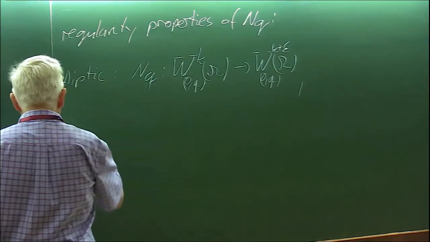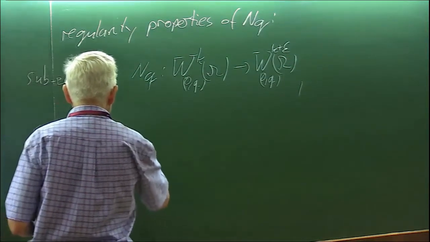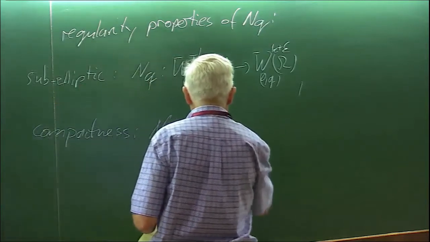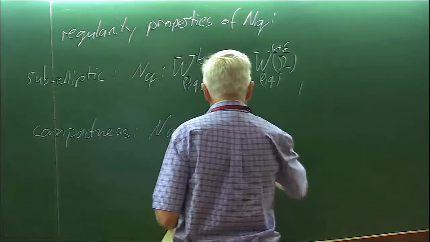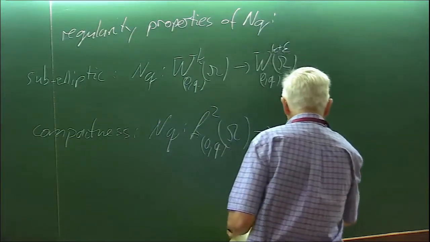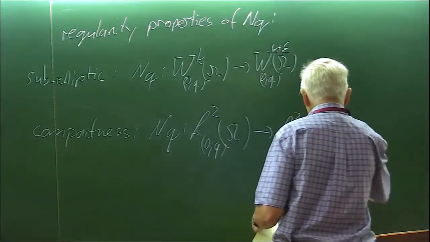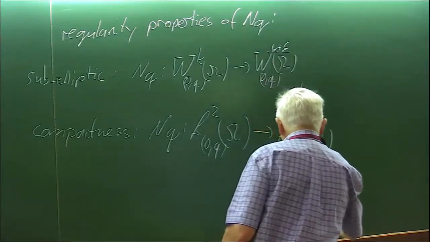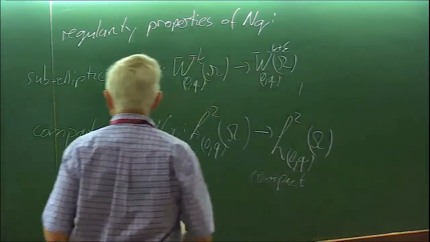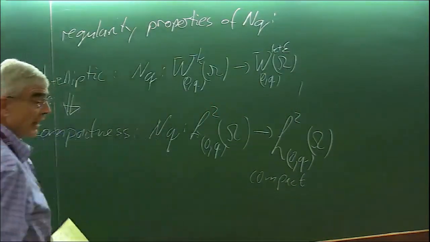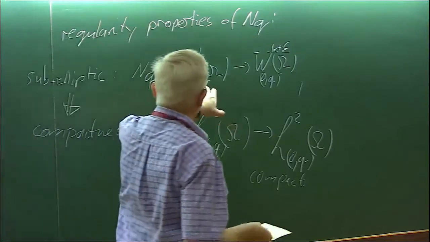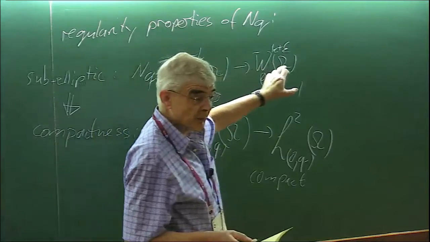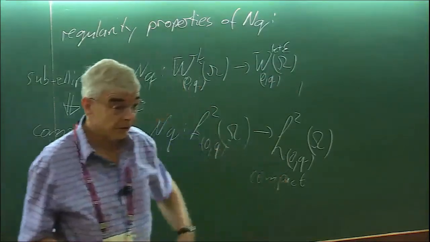Another question one might ask is compactness. That simply says that N_Q as an operator on L2 is compact. And of course, if you have the subelliptic situation, this implies compactness, because if K is 0, this means you map L2 into Sobolev epsilon, which then embeds compactly into L2.